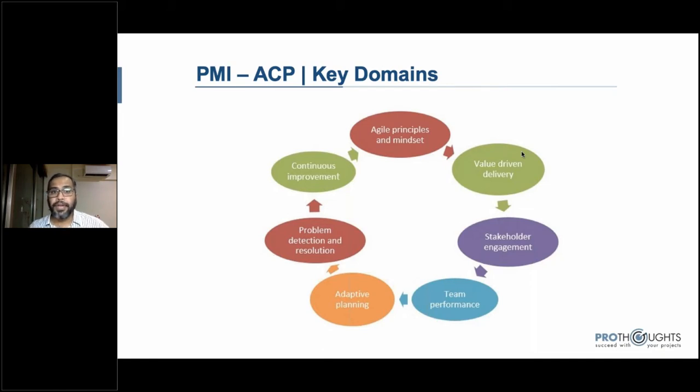Early detection is good. So it talks about these various things, but the focus is to implement Agile in your workplace, for your project. So that's what PMI ACP tries to deliver in the 7 key domains that you have. I'm just giving a 60,000 feet high-level view.